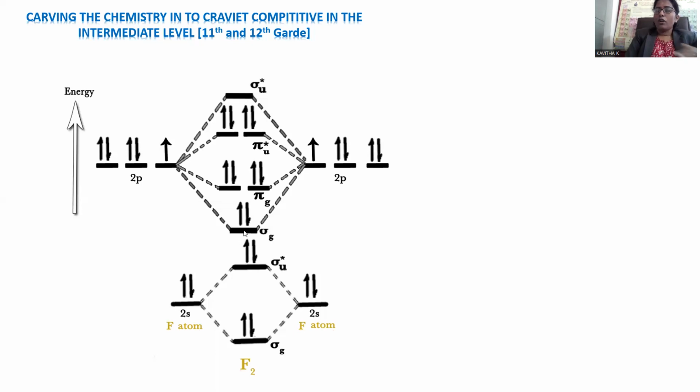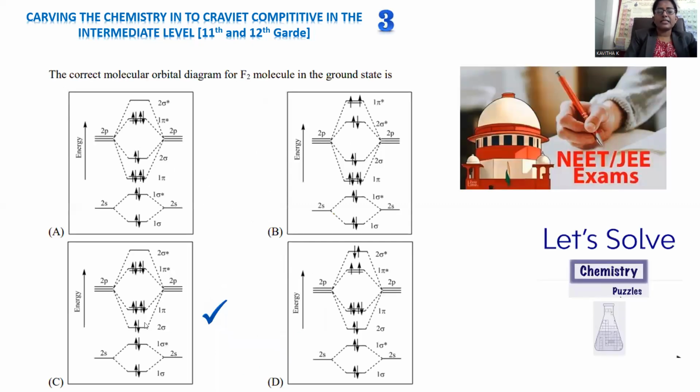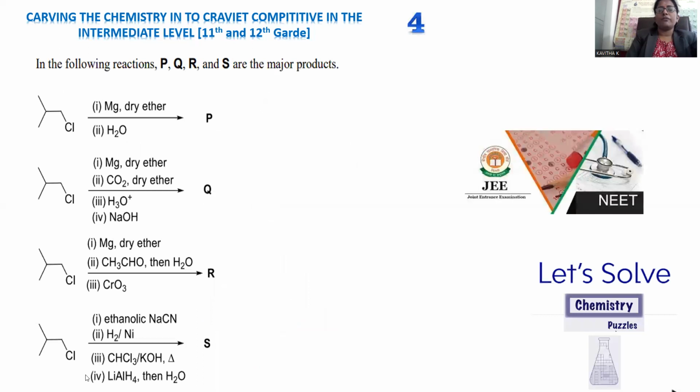So always we have to move from lower energy level to higher energy level in a step by step manner. This is the way. So the outer shell will be pi star, anti bonding, filled over here. That is exactly mapping with option number C. For question number 3, option number C will be the correct answer. Move on to question number 4.